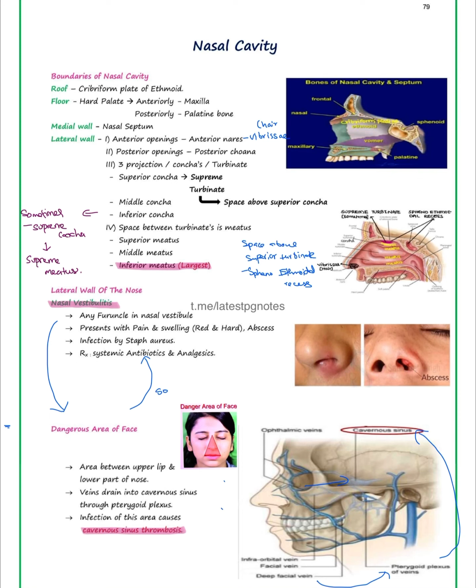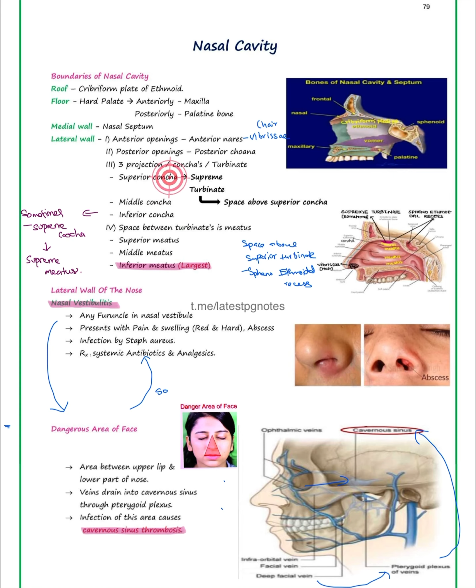Then the lateral wall is divided into three parts. The anterior opening has the anterior nares or hair. Then the posterior opening has the posterior choana. Then there are three projections which are called concha or turbinates. The superior concha is also known as the supreme turbinate. Then there is the middle concha or middle turbinate. Then the inferior concha or inferior turbinate.